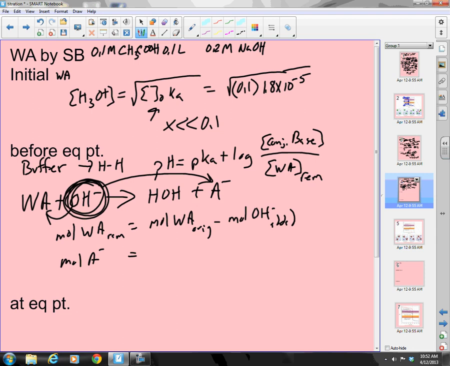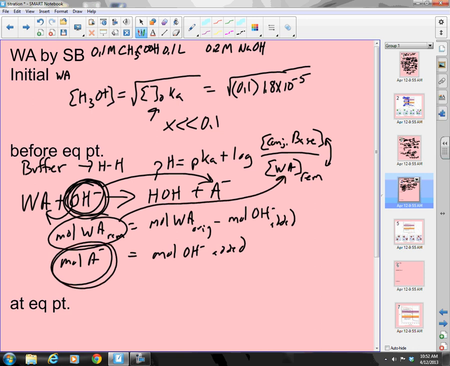And then I need my moles of A minus, my conjugate base, which is formed, and that's going to be equal to just the moles of OH minus added. Got it? And I could put these over my volume, but since this is concentration over concentration, my volumes cancel. So I can go directly from moles of weak acid right here and moles of A minus here, and I don't need to convert them to concentrations because this is a fraction and the liters will cancel. And so that's the way we get this.